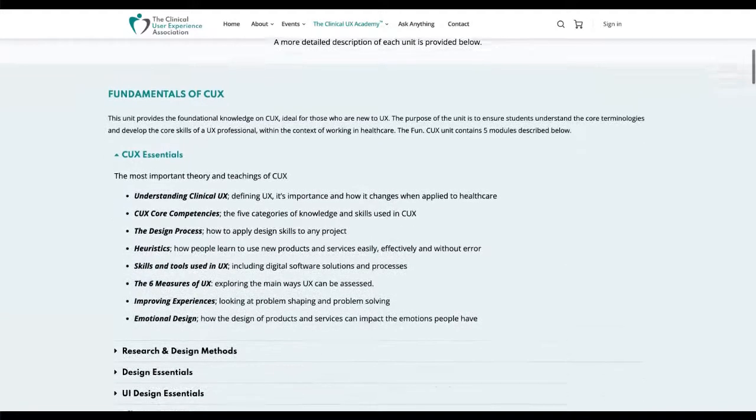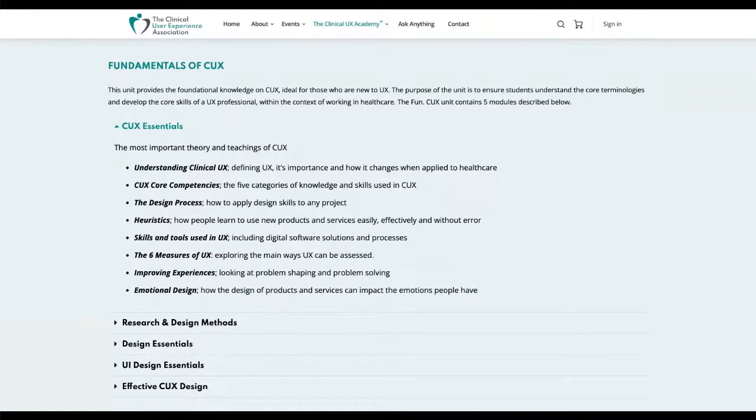And as you can see here, it talks about understanding clinical UX, the core competencies, the design process, heuristics, which, as it says here, is how people learn to use new products and services easily, effectively, and without error. And it talks about the tools and the way that we can assess and ensure that UX work is being done properly on a project, and whether actually a product or service is adhering to these 6 measures that determine whether UX is actually good or not.